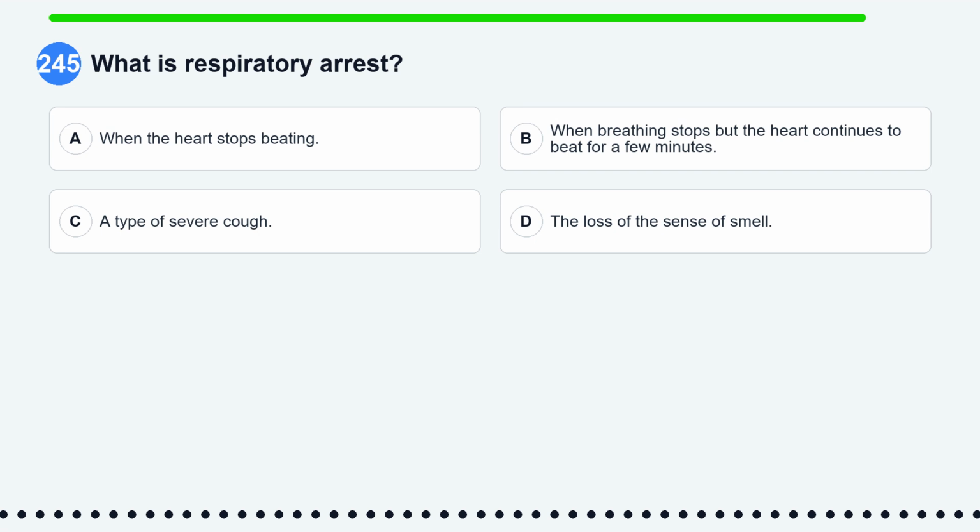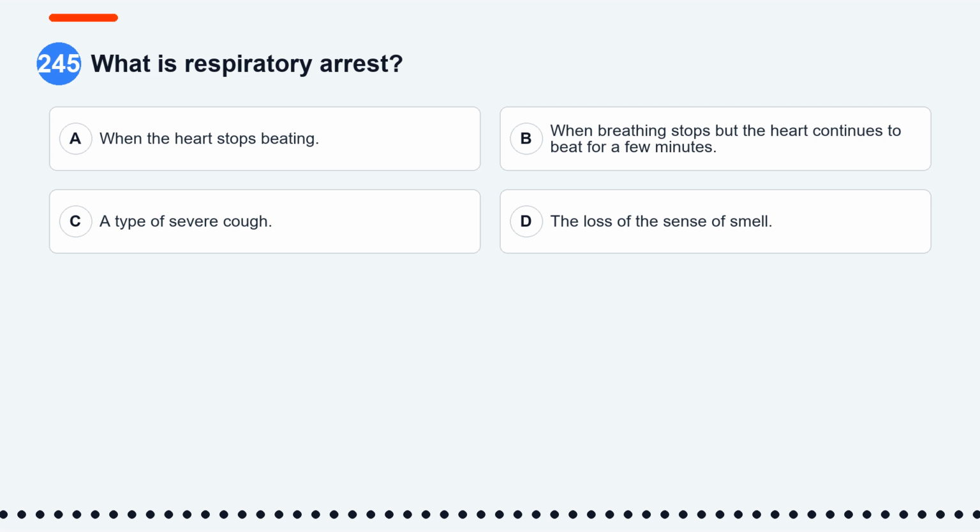Question 245. What is respiratory arrest? Option A. When the heart stops beating. Option B. When breathing stops but the heart continues to beat for a few minutes. Option C. A type of severe cough. Option D. The loss of the sense of smell.